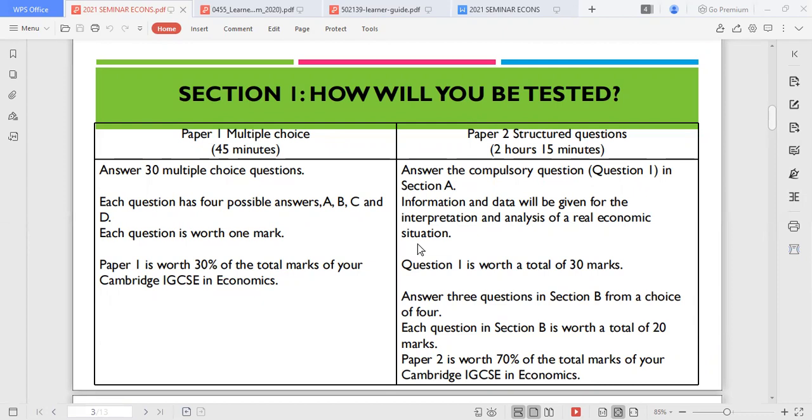So your paper 1, MCQ, paper 2, structured questions. Paper 1 will be 45 minutes. You need to answer all the questions, 30 questions. Whereas for your paper 2, you need to answer section A, data response, and also section B, your essay. You have to choose 3 out of 4 choices. That is on your papers.